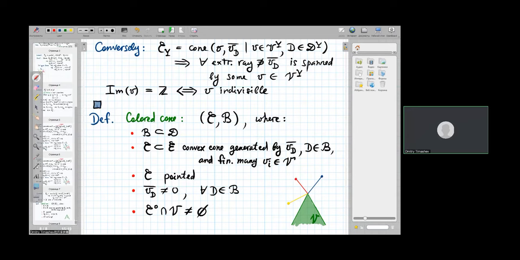And now you take a cone spanned by some of the vectors in the valuation cone and some of the colors. For instance, let us take a vector in here, say this one. Maybe there are other vectors in the valuation cone, but for the picture, let me just take this one. And let me take some of the colors, say this color. This color will be in my set B. And say this color is also in B. And this color marked by blue is not in B.